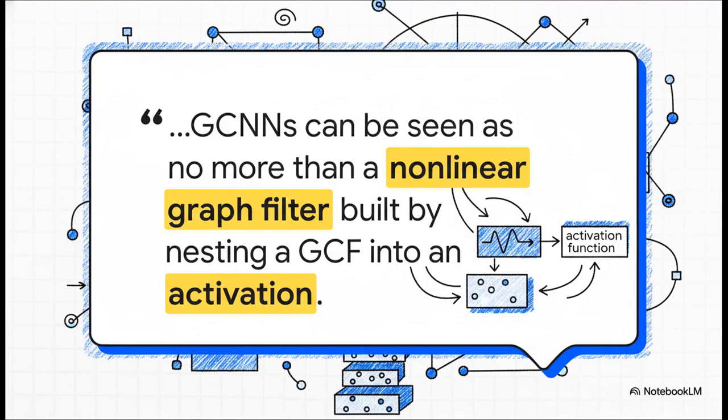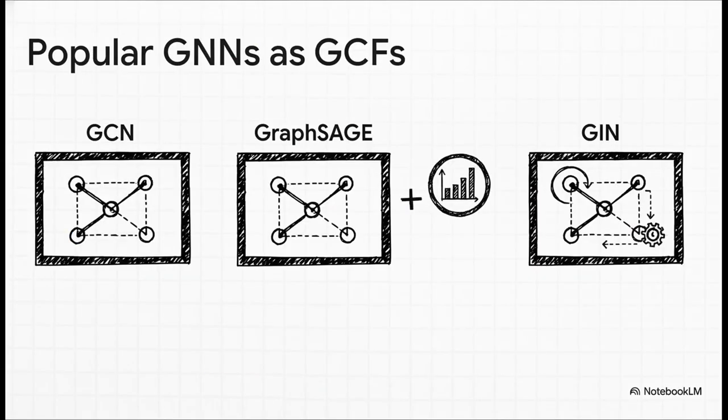This really brings us to the core idea, and the source paper for this explainer puts it perfectly. It's so easy to get lost in the complexity of GNNs, but they say popular graph convolutional neural networks, GCNNs, can be seen as no more than a nonlinear graph filter built by nesting a GCF into an activation function. In other words, at their heart, they're just our simple GCFs wrapped in an activation function and stacked on top of each other.